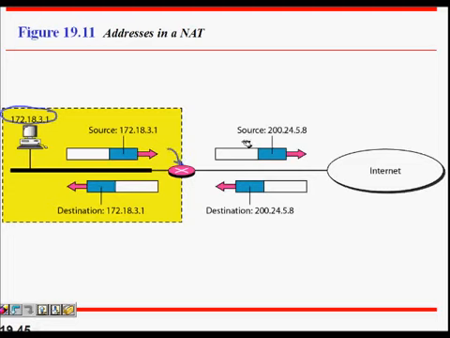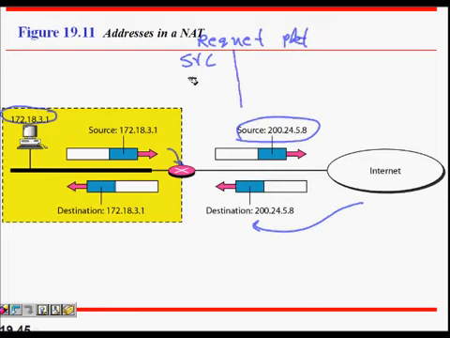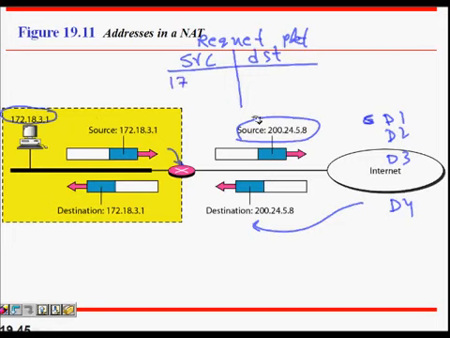I put the source as 200.24.5.8, the reply comes back, and the destination now is the NAT, 200.24.5.8. But now it makes a table: for each request packet, we record the source and destination of the packet. So we have S1, and let's say D1, D2, D3, D4, four different destinations. When the NAT sends the packet for 172.18.3.1, it records that this is the source and the destination is, let's say, D1, x.x1.y1.z1.a1.